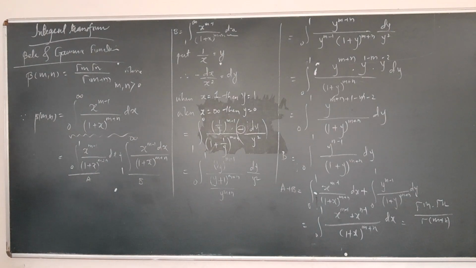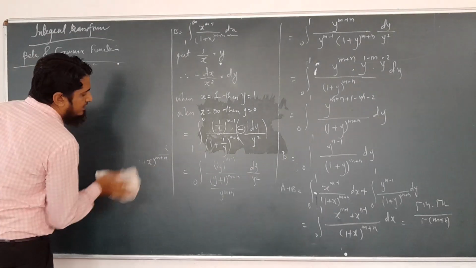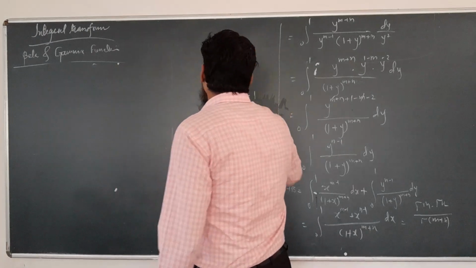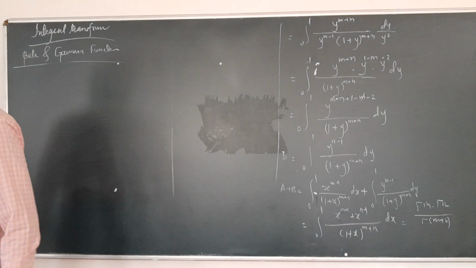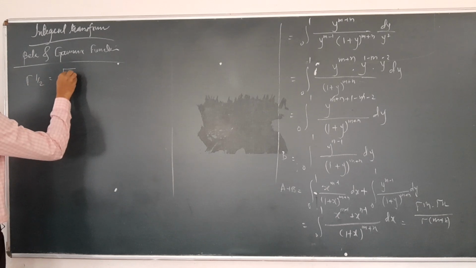Now we are going to find gamma of half is equal to root pi. Gamma of half is equal to root pi.